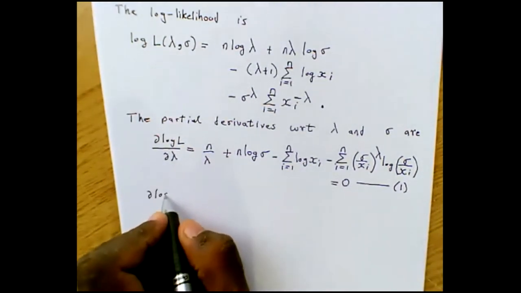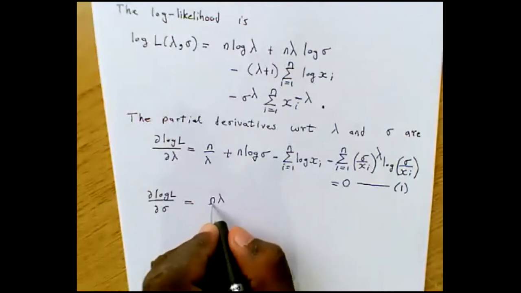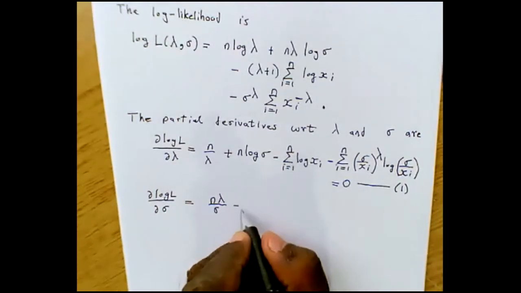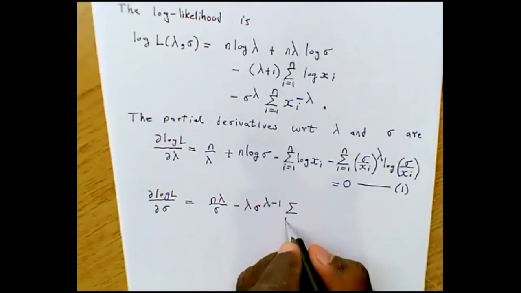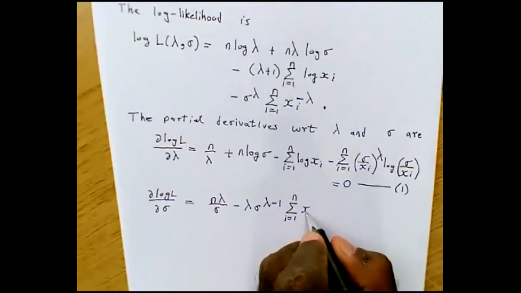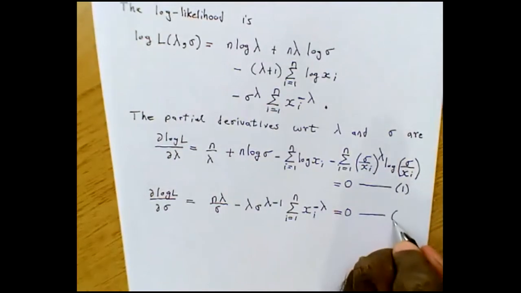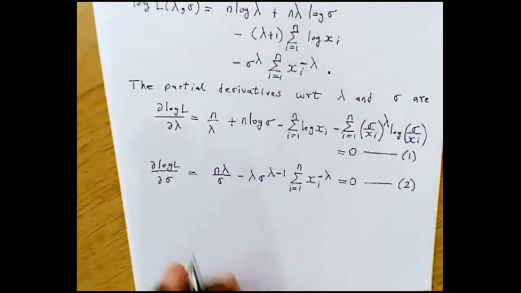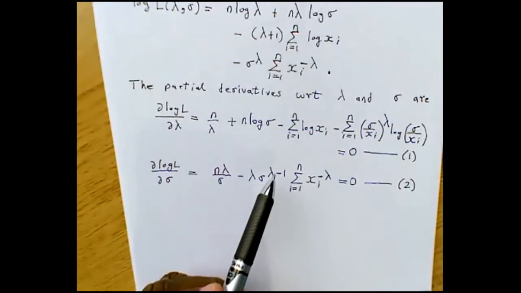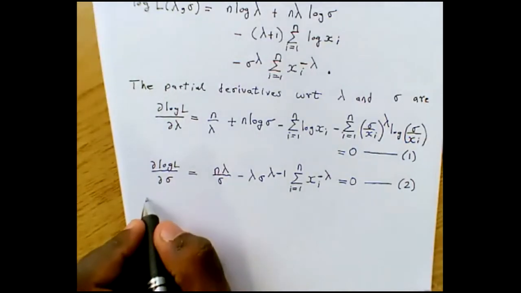Now, the second is the partial derivative with respect to sigma. That's going to be n lambda by sigma minus the remaining term. Set this to 0 and call this equation 2. Are you guys okay so far? Any questions? All right. Now you can simplify. These two equations once again cannot be solved analytically, but you can simplify them a bit. That's what I expected you to do.